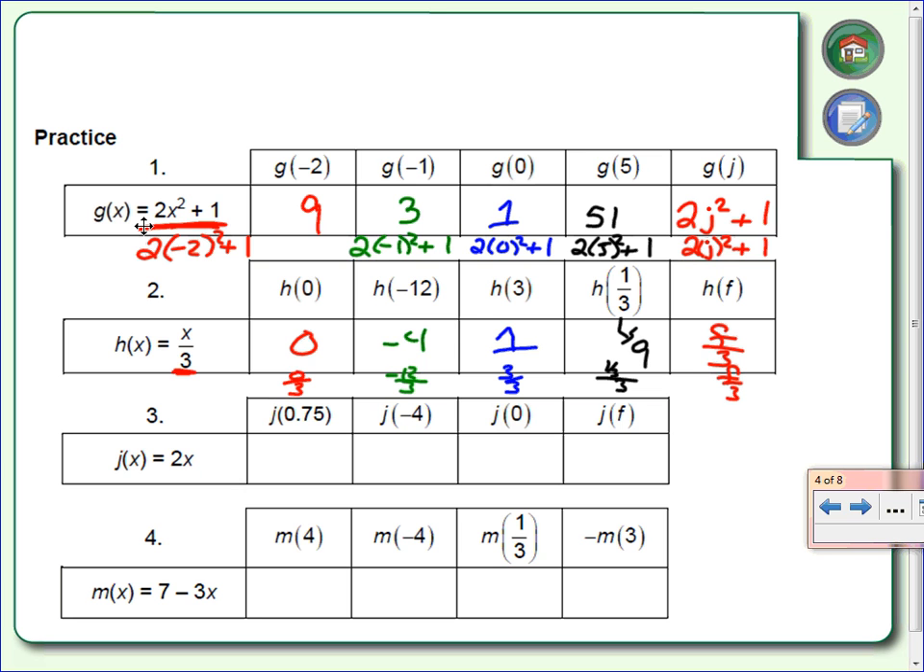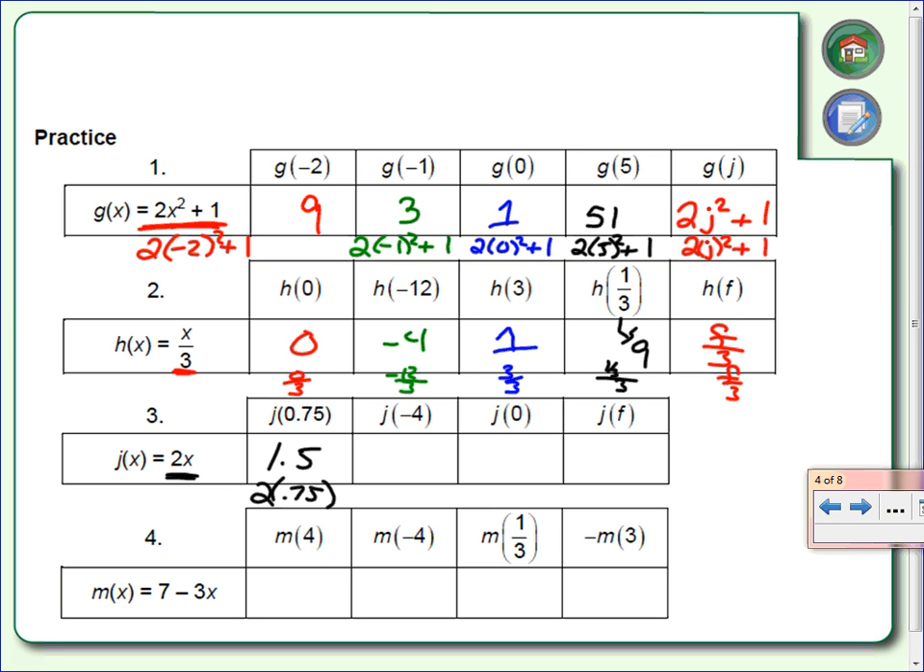All right, on number 3 and number 4, I'm only going to do one, the first one out of each one, because then in a minute I'm going to have you go back and finish that up. Okay? So let's take a look at number 3. The rule they give me on this one is 2x. So I'm going to replace the x with a 0.75. So put that in your calculator so that we can see what is 2 times 0.75. 1.5. There it is. So you're going to do the others for me in a minute.